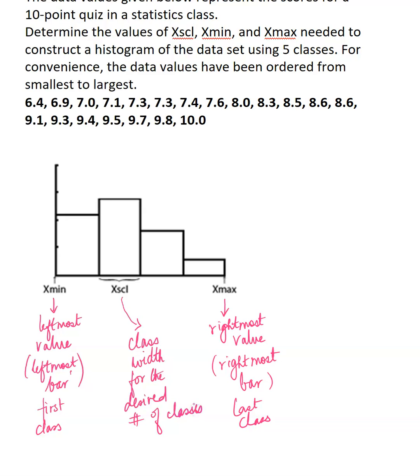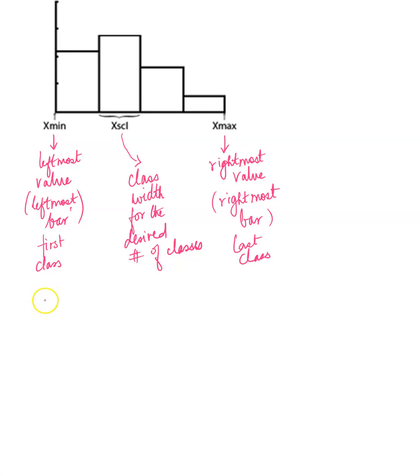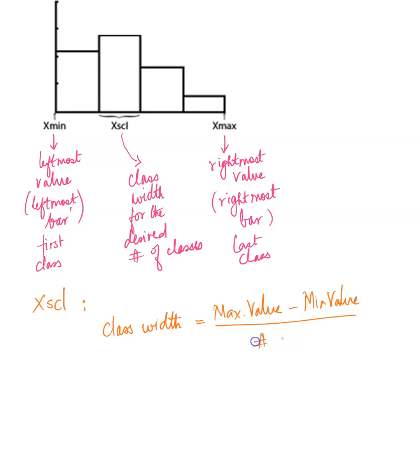So we're going to specify these values in the calculator so that it provides us the histogram with those desired number of classes, or 5 classes. Okay. So let's start with finding the Xscl. That's your class width, isn't it? So class width by formula, we saw that in the other lecture, right? Class width is maximum value from the data set minus minimum value divided by the number of classes.